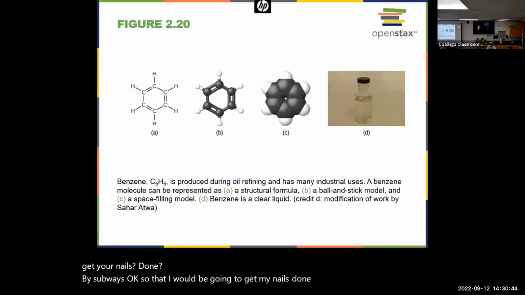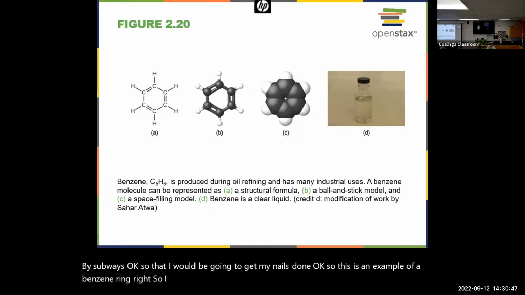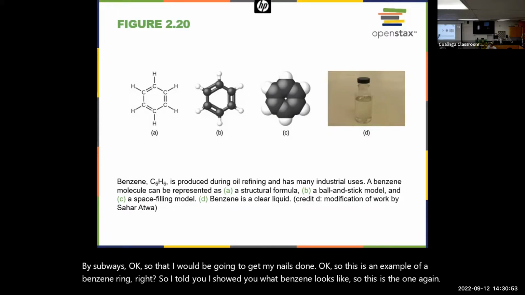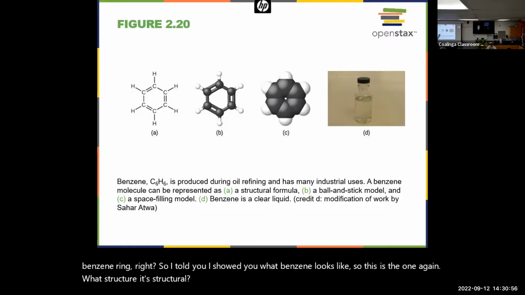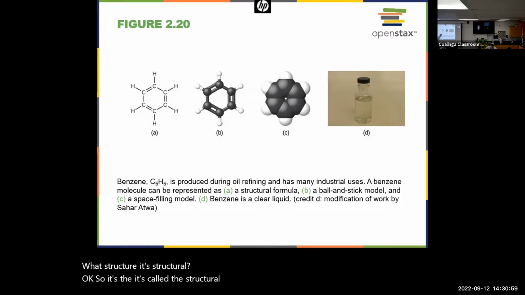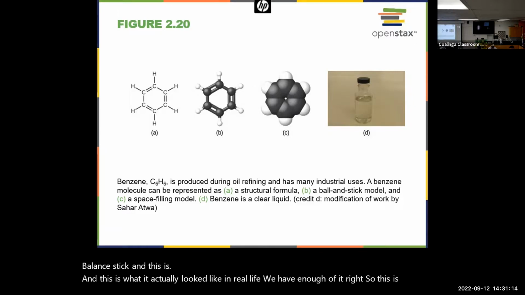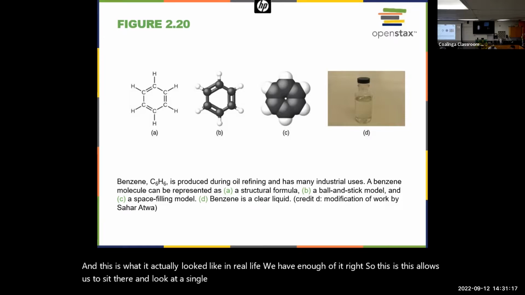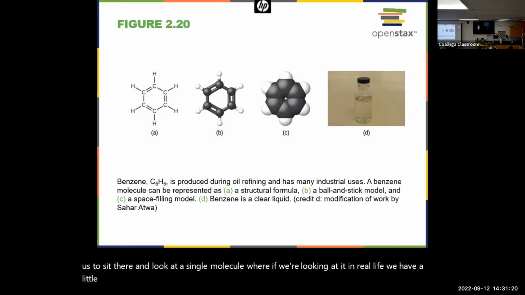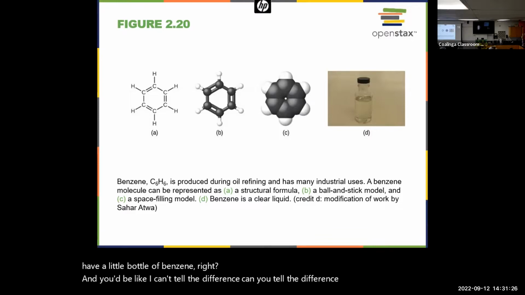Okay, so this is an example of a benzene ring, right? I showed you what benzene looks like. So this is the what again? What structure? It's structural. Okay, so it's called the structural formula, right? Then this is ball and stick, and this is what it actually looks like in real life if we have enough of it, right? So this allows us to look at a single molecule. If we were looking at it in real life, we'd have a little bottle of benzene, right? And you'd be like, I can't tell the difference. Can you tell the difference how it looks in that bottle compared to over here?